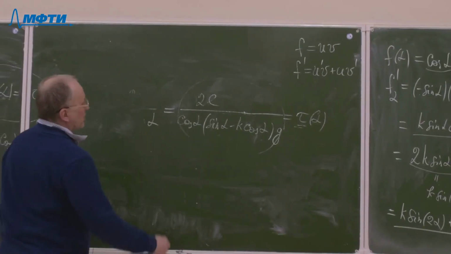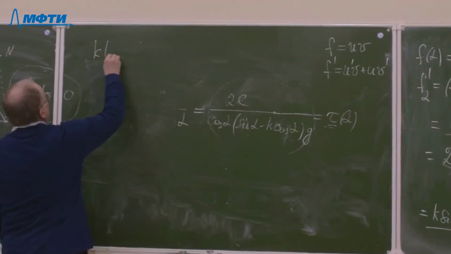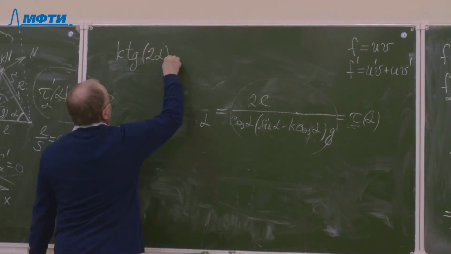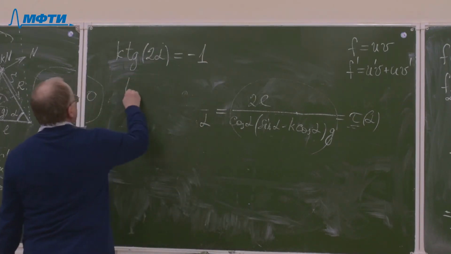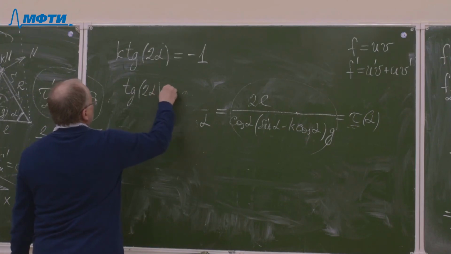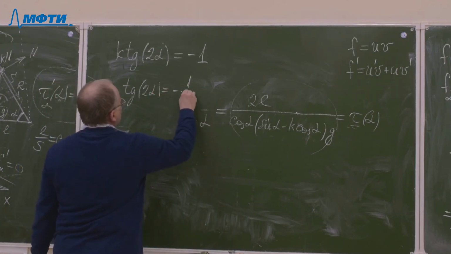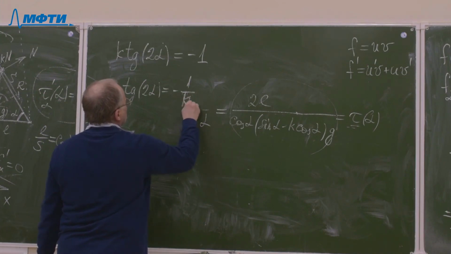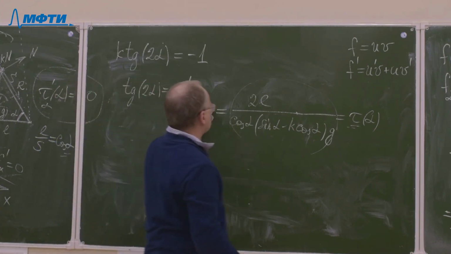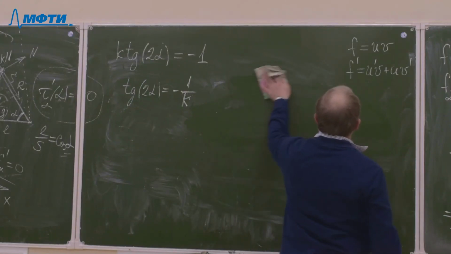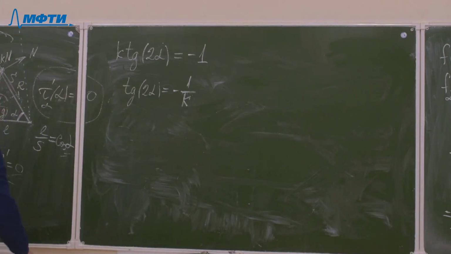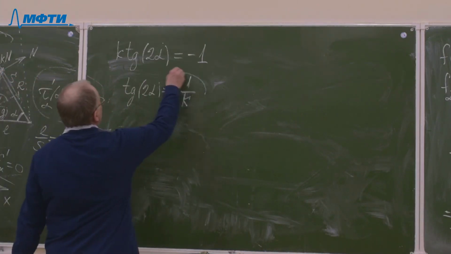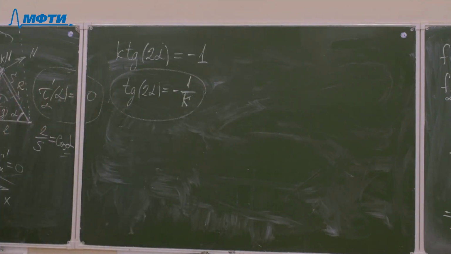We may divide this equation by cosine 2 alpha, and then we will obtain k tangent 2 alpha equal to minus 1. So tangent 2 alpha will be equal to minus 1 over k. K is given, it's a coefficient of friction. And this may be considered a solution of the problem, but actually this solution requires some clarification.